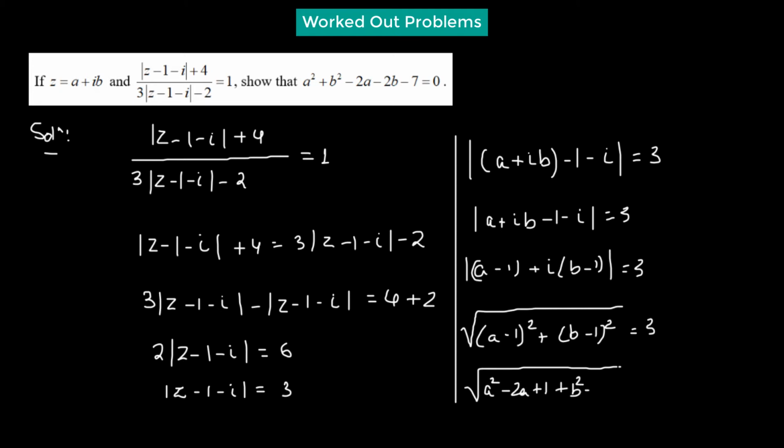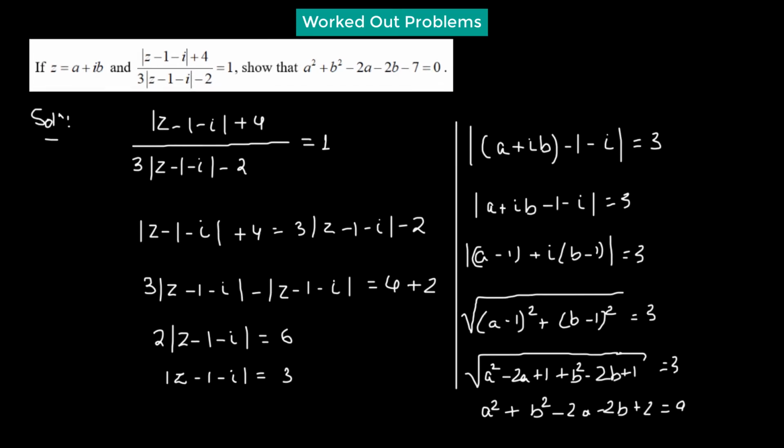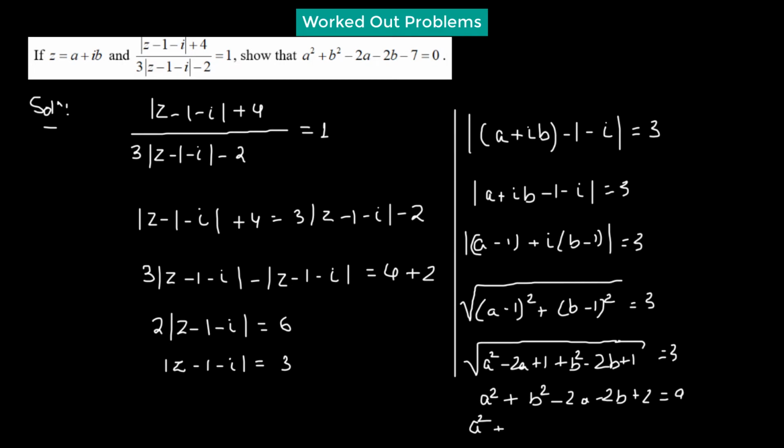Now we expand it, so that should give us a² - 2a + 1 + b² - 2b + 1 = 3. Then taking the square, we'll have a² + b² - 2a - 2b + 2 = 9, and finally we'll have a² + b² - 2a - 2b + 2 - 9, which gives us -7 = 0.